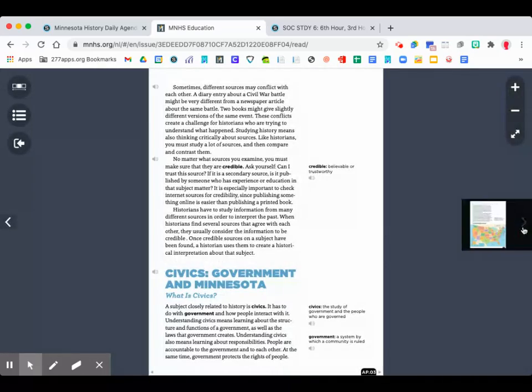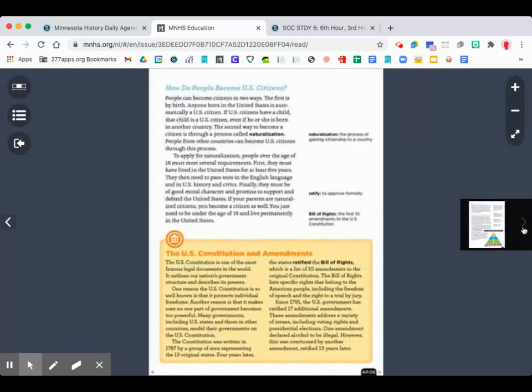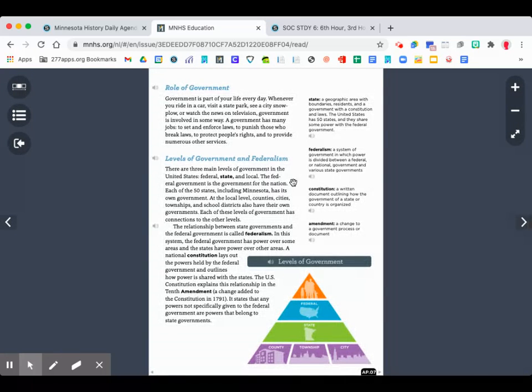It doesn't really have a great chapter for us. That's okay. 04, 05, 06, 07. So let's start reading here where it says role of government. You'll learn about the levels of government and how powers are shared between the state and federal government, which is discussed in that section under federalism.